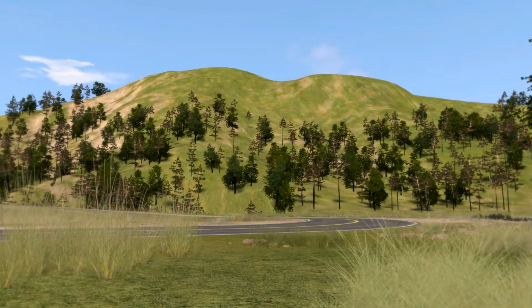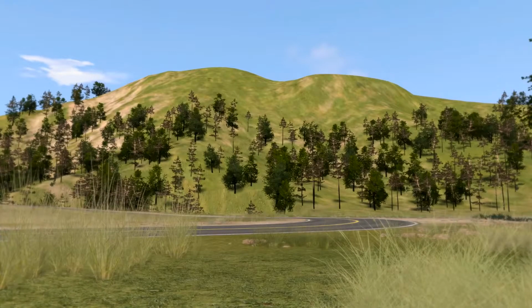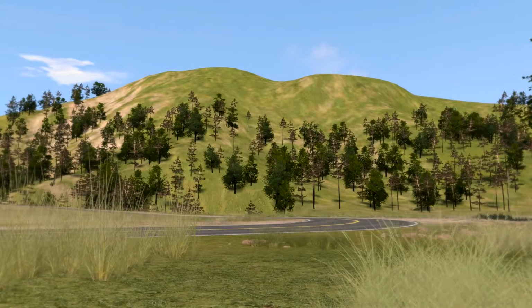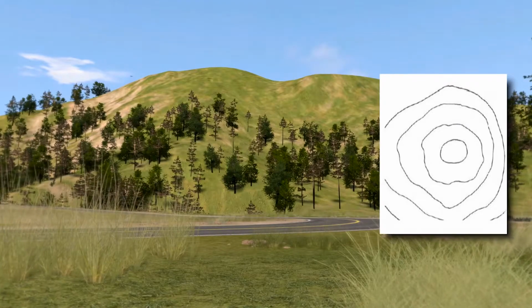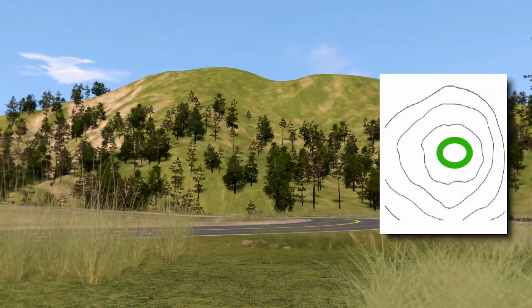A hill is an area of high ground. From a hilltop, the ground slopes down in all directions. A hill is shown on a map by contour lines forming concentric circles. The inside of the smallest closed circle is the hilltop.